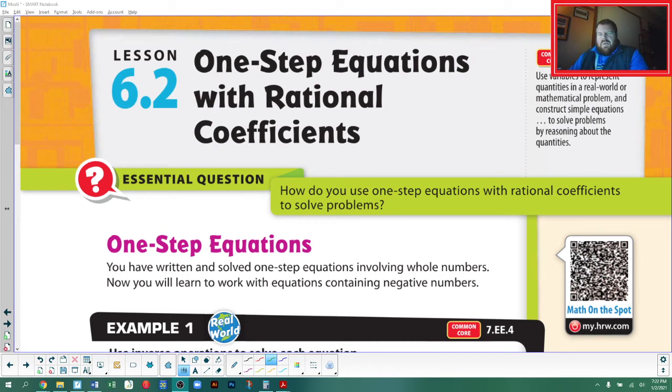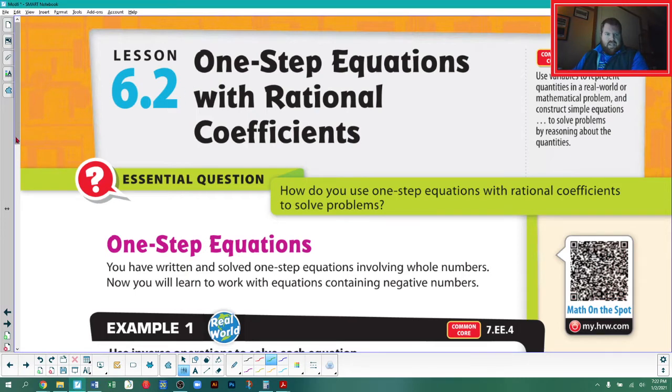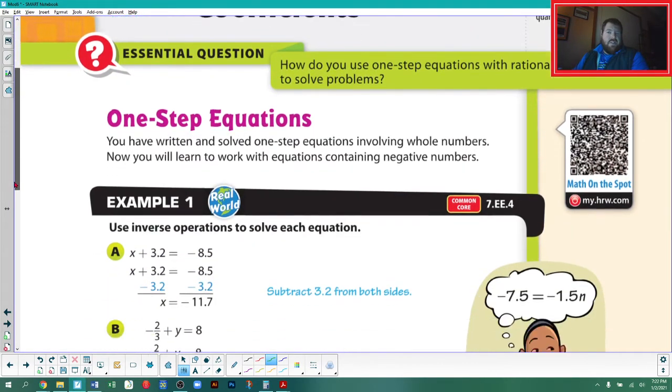First of all, the one-step equation thing is relatively new. It's definitely new to us this year. I know that we've done it, we just haven't formalized it. And then the rational coefficients, rational coefficients just meaning that we're going to have decimals and fractions involved.